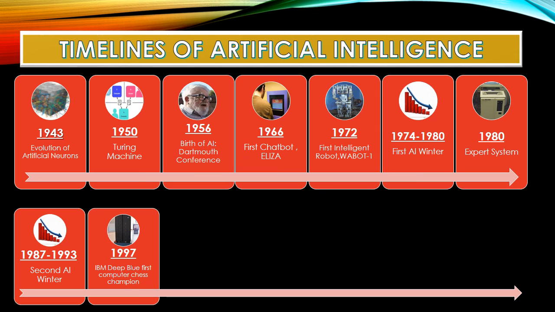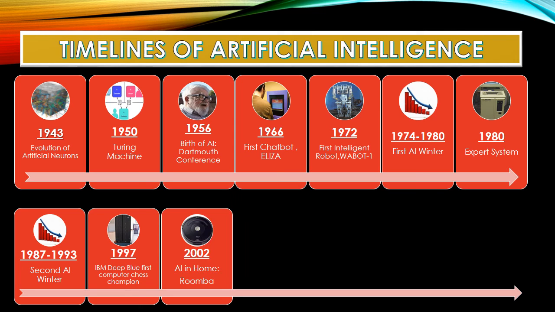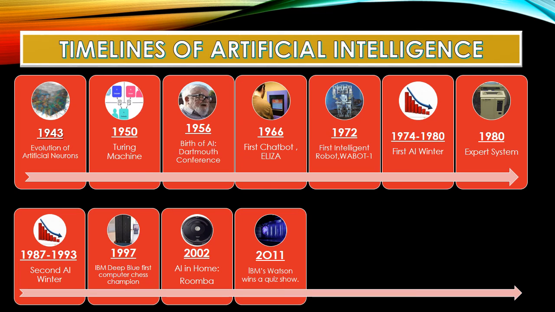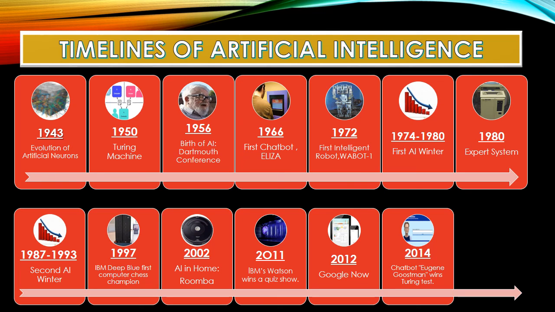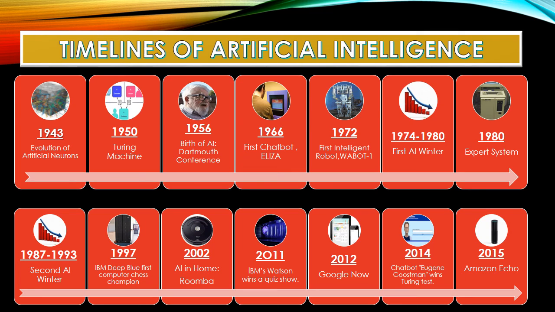1997, IBM Deep Blue wins first computer chess, IBM Deep Blue first computer chess champion. It won against a global chess champion for the first time. 2002, AI in home, Roomba. 2011, IBM's Watson wins a quiz show. 2012, Google Now. 2014, a chatbot named Eugene Goostman wins the Turing test. 2015, Amazon Echo.